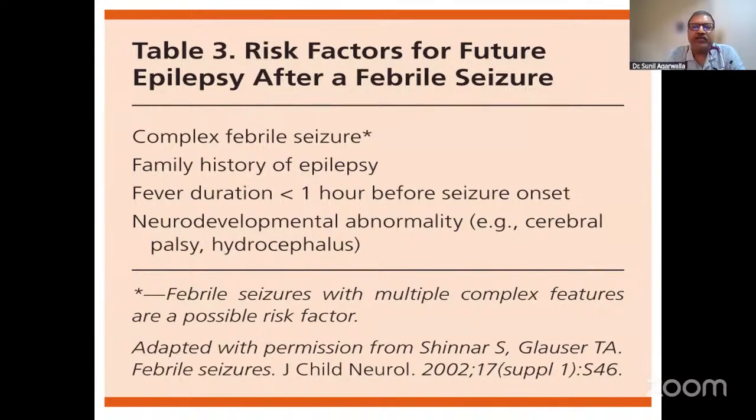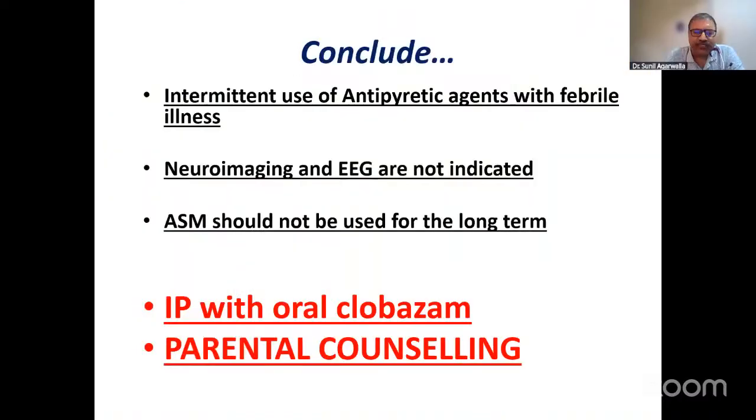So to conclude, intermittent use of antipyretic agents with febrile seizure will give comfort to the baby as well as to the mother. Neuroimaging and EEG are not indicated in simple febrile seizure. Anti-seizure medication should not be used in simple febrile seizure, but on a case-to-case basis it should be individually discussed. At last, to prevent the recurrence of attack in cases of recurrent febrile seizure, particularly simple febrile seizure and complex febrile seizure, we can go for intermittent prophylaxis with oral clobazam, to be given for the initial 2 to 3 days. And of utmost importance is parental counseling.